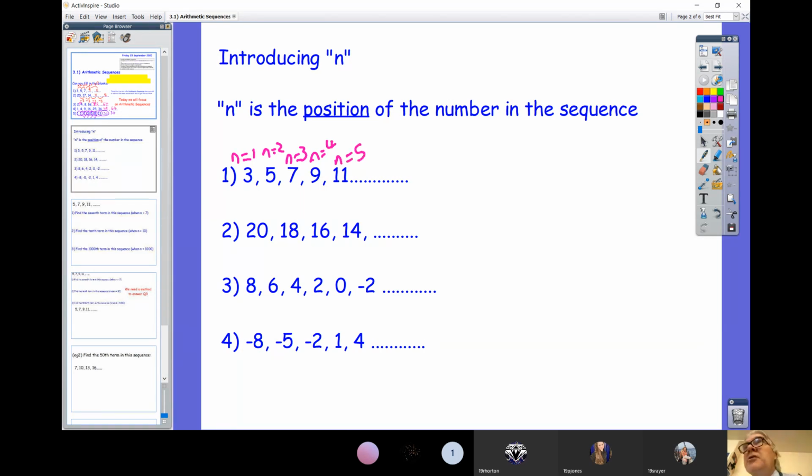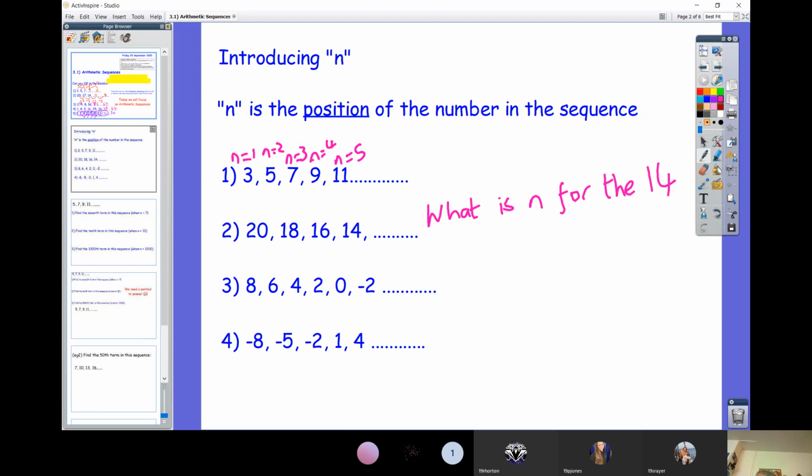So for the 100th term in the sequence, say we just carried on doing that for ages, we don't know what the 100th term is, but it would be position number 100, so it would be when n equals 100. Okay, so for number 2, copy out number 2. So what is n for the 14? I want you to write down what we know about n for the number 14 there. Hands up if you think you know.